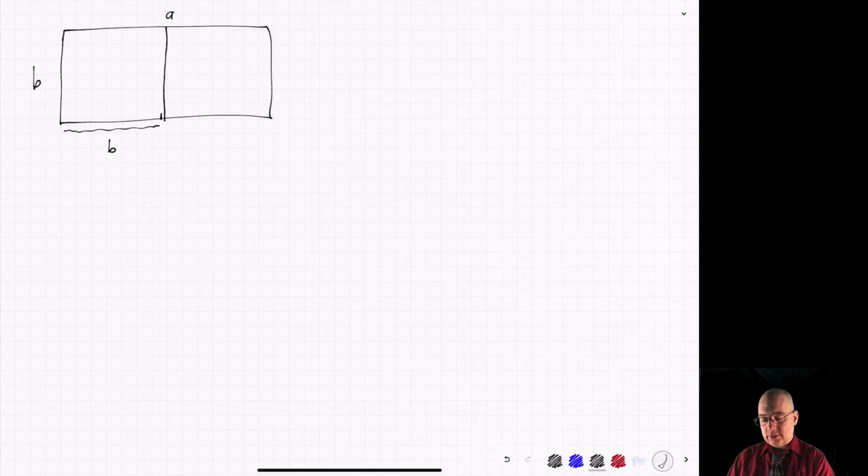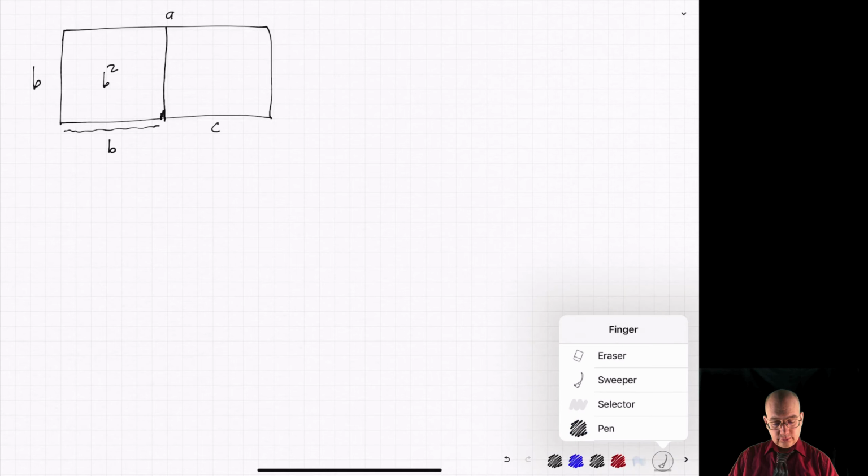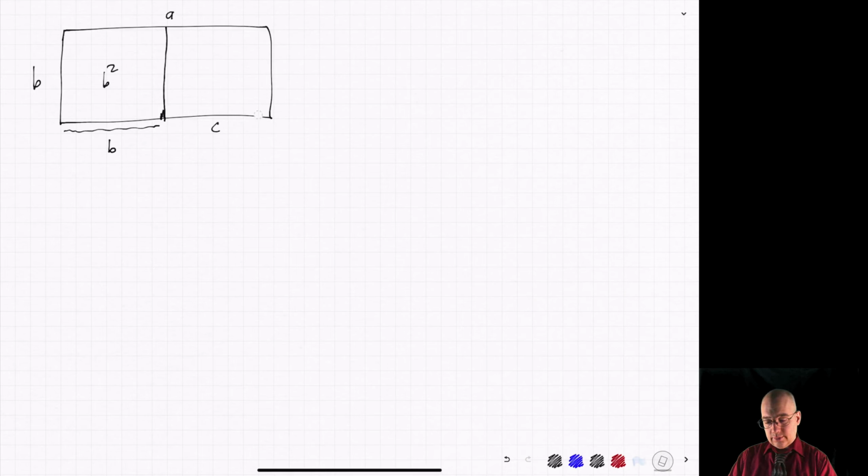And I can just draw in this, and I get a square. So this is B squared. And this is some leftover amount. Okay, great. Now, this kind of looked like I made two squares. So I'll shorten this rectangle so that now we have a short rectangle with side lengths B and C.